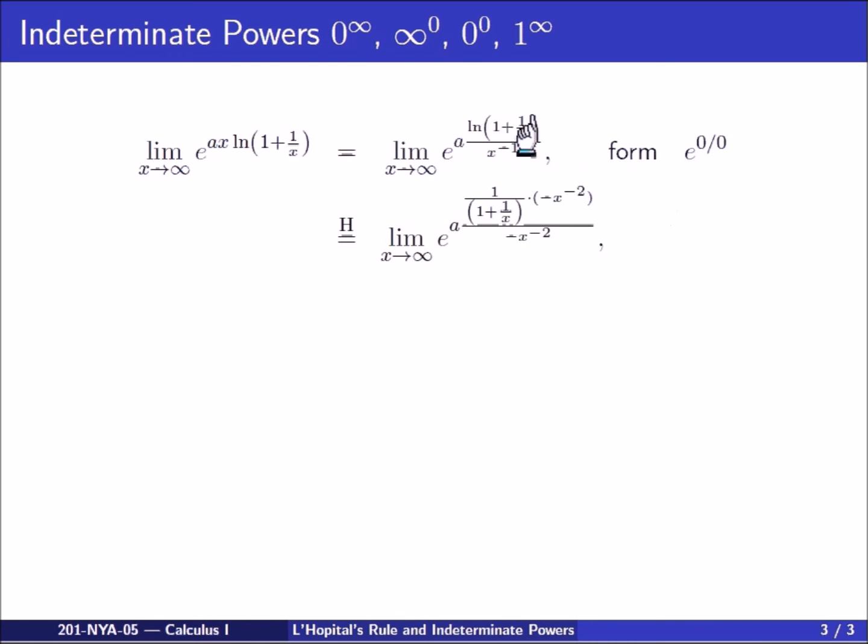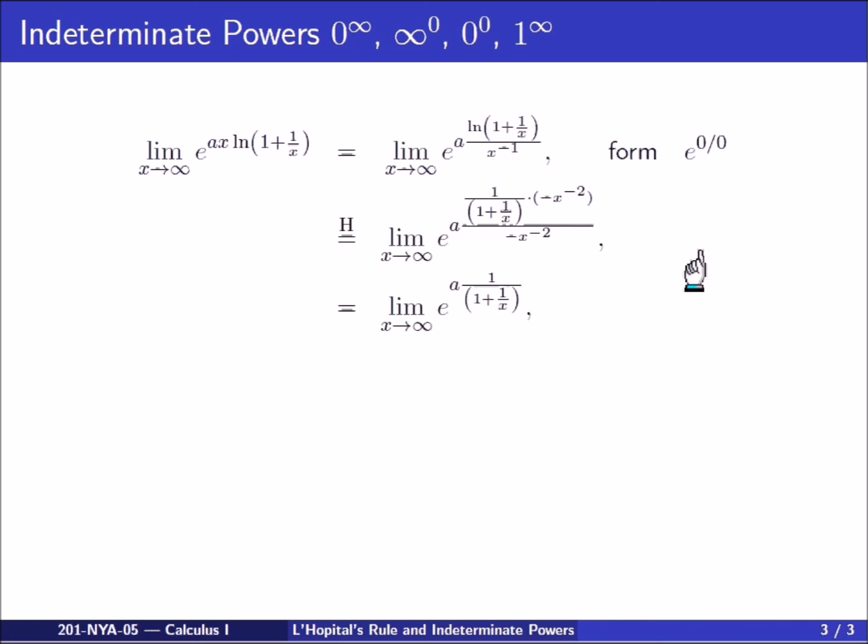If we differentiate the numerator, think of that as ln of u. Its derivative is 1 over u times u prime, u prime being the derivative of 1 plus 1 over x. The derivative of 1 is 0. The derivative of 1 over x is the same as the derivative of x to the minus 1, and that's minus 1 x to the minus 2. And we get that also in the denominator because we're differentiating x to the minus 1 as well. So these two factors cancel out. We can simplify our expression.